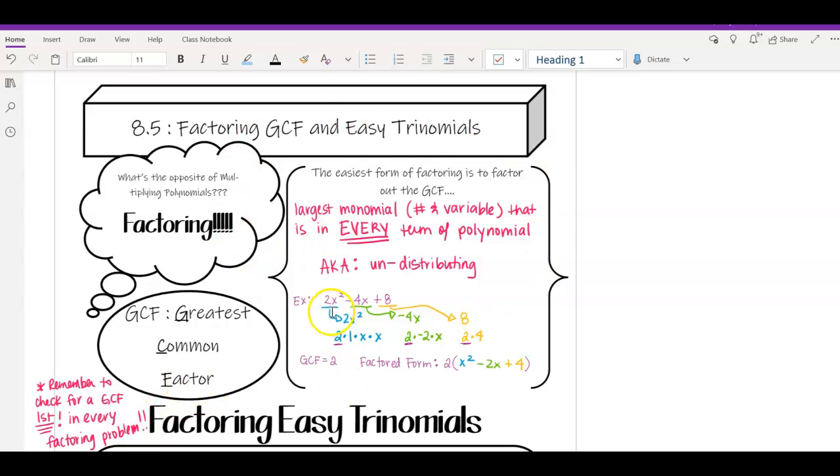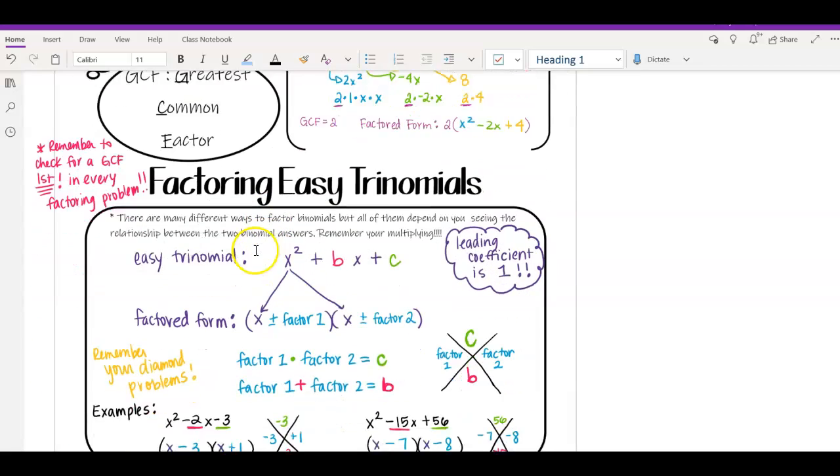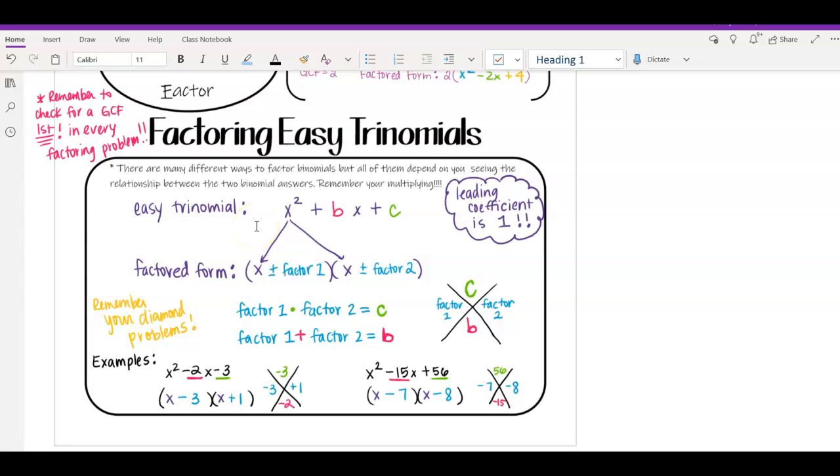Okay, so we talked about greatest common factor. The other kind of factoring we're going to talk about today is an easy trinomial. So what the heck is an easy trinomial? Well, an easy trinomial, remember tri means 3, is a 3-termed polynomial where the first term has a leading coefficient of 1. So it always starts with the number 1, x squared, 1, m squared, 1, b squared, whatever letter you want. But it's going to be 1 and then the letter squared. That's how we know it's the easy kind of trinomial. And remember, trinomial means it has 3 terms. So there should be the x squared term, the middle term, and then the constant term at the end.